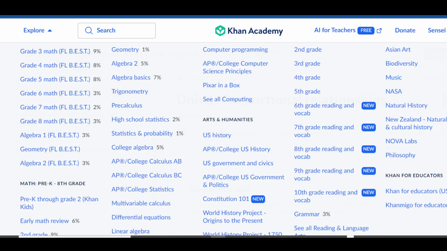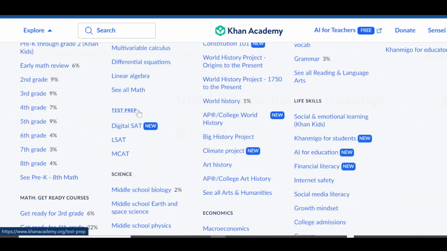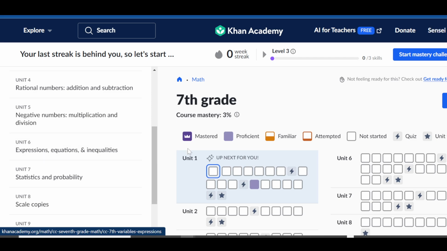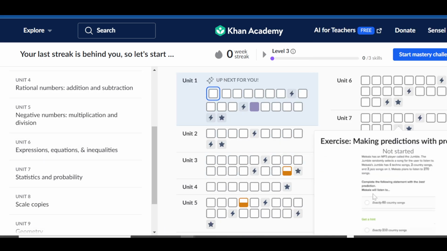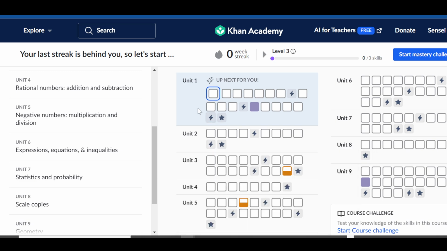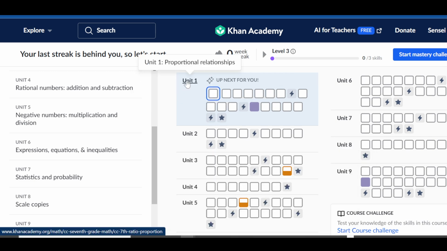Okay, we're going to be submitting notes, and this is the procedure for taking your notes. So let's say you're in Khan Academy and you're taking 7th grade work. So we're going to click 7th grade, and you'll see here there's Unit 1 through 9. So let's suppose we're working with Unit 1. So let's click Unit 1.